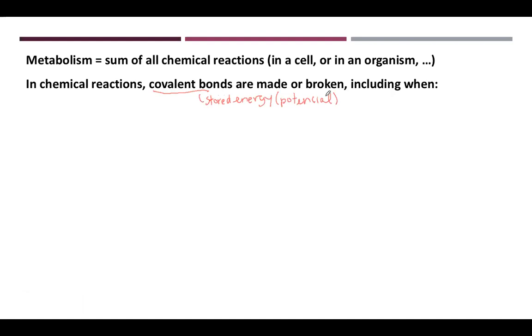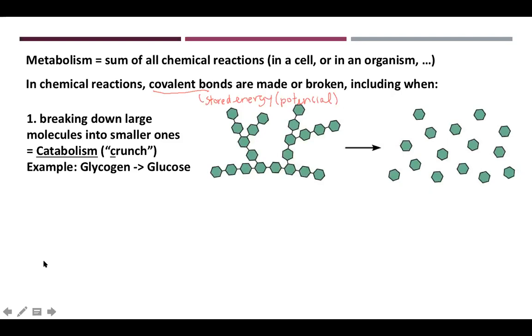So there's two types of chemical reactions that we'll mostly cover. The first being catabolism, which is when you break a large molecule into smaller parts. If you want a way to remember that, you can think of catabolism, crunch. They both start with a C. You're crunching to break them up. Here we have an example of glycogen. That is a stored sugar in the liver, and it's being broken down into glucose. And remember what I said up here, those covalent bonds between the glucose molecules all have stored energy. So when we break them apart, we're getting energy out of that.